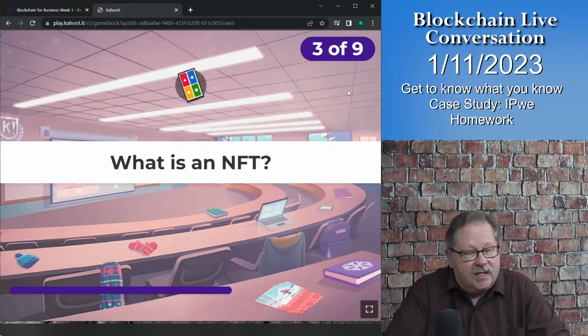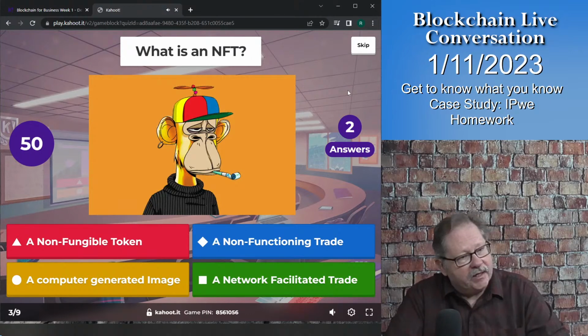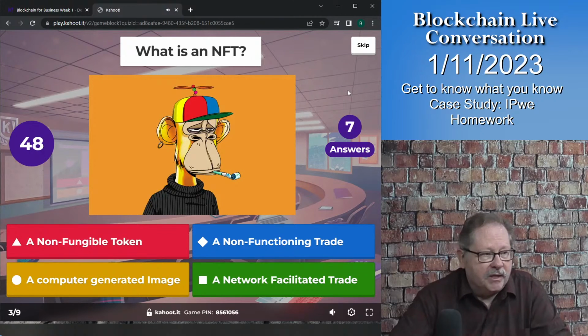All right, number 3. What is an NFT? Is it a non-fungible token? Is it a non-functioning trade? Is it a network-facilitated trade? A computer-generated image? Those are your possible answers.